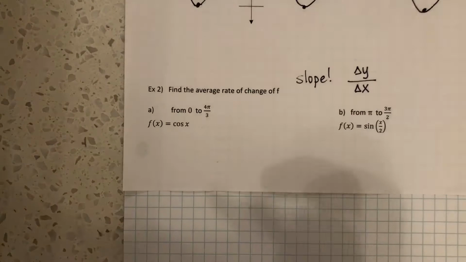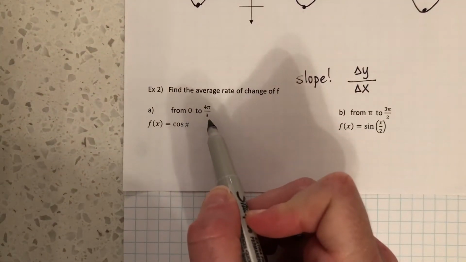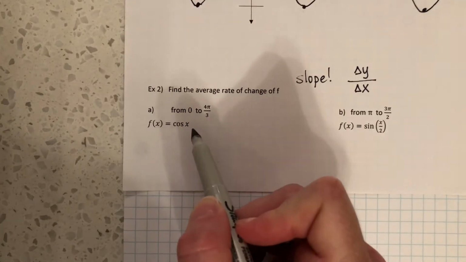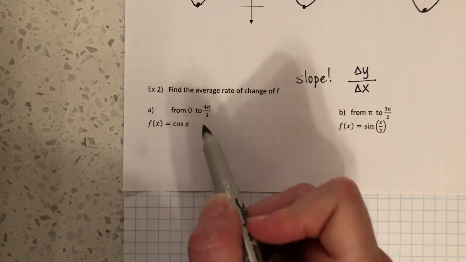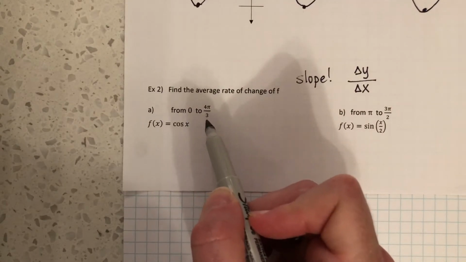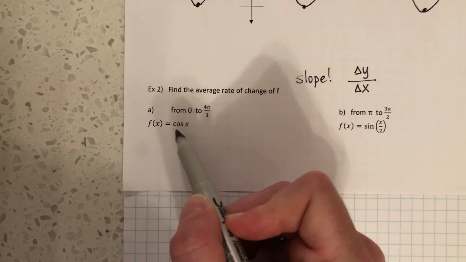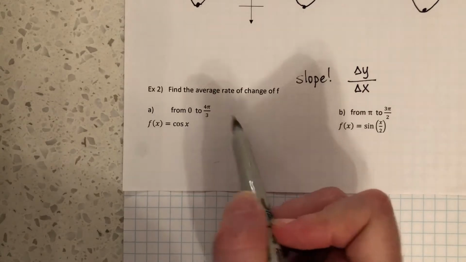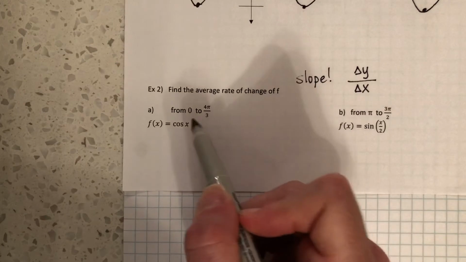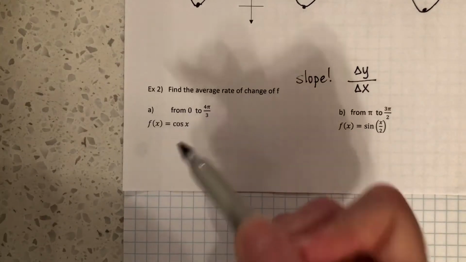So in example A, they want you to find the average rate of change from 0 to 4 pi over 3. So this is assumed to be an interval of x values. So what is the average rate of change from when x is 0 to when x is 4 pi over 3? Well, in order to create ordered pairs, you have to plug this number in as x, get an output, create an ordered pair, and then plug this in as x, get an output, and create an ordered pair. So one at a time, plug 0 in and plug 4 pi over 3 in and create ordered pairs.